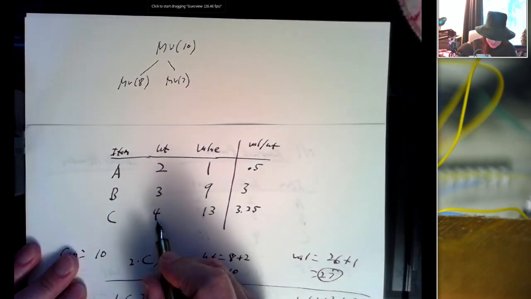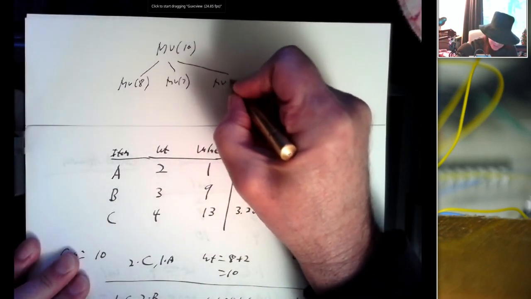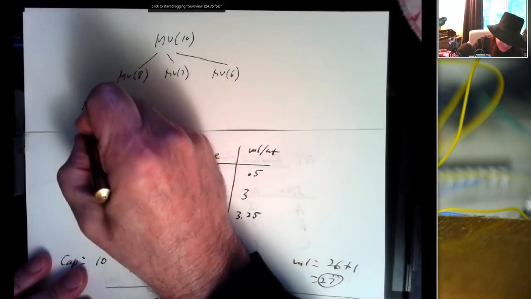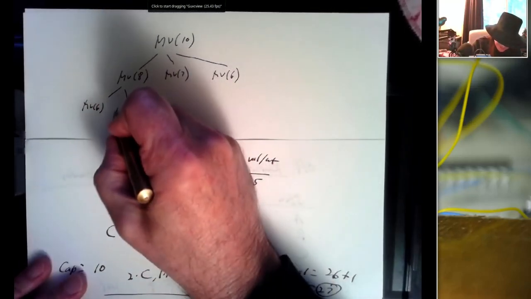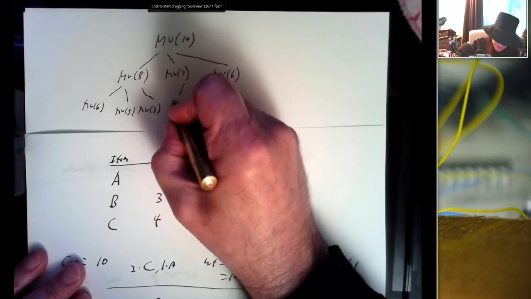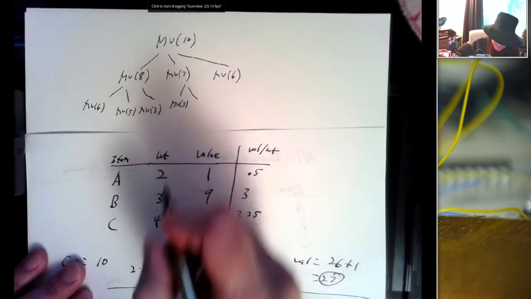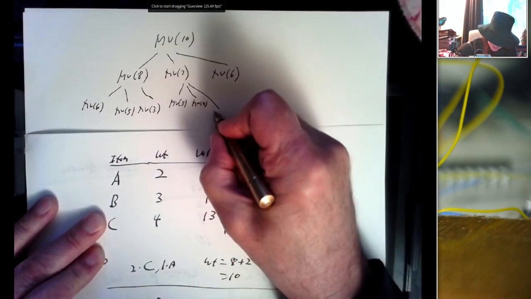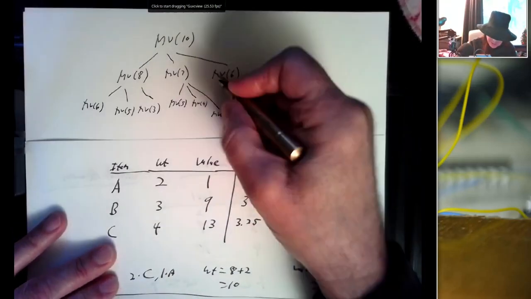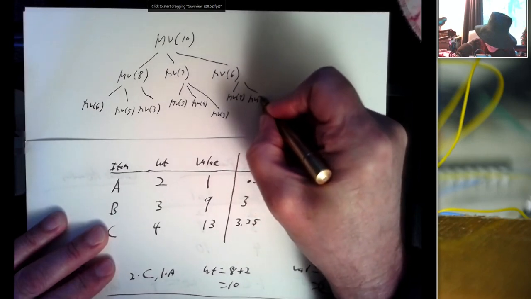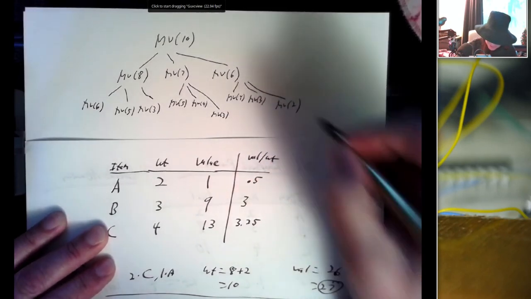Or we can put in item C, which weighs 4 pounds, and we'll have to find max_val of 6. And to find max_val of 8, we'll need to calculate max_val of 6, max_val of 5, and max_val of 3. And to calculate max_val of 7, if we put in A, we're going to have to make a call to find max_val of 5. If we put in item B, we'll need max_val of 4. And if we put in item C, we'll need max_val of 3. And for max_val of 6, we'll need to calculate max_val of 4, max_val of 3, and max_val of 2.